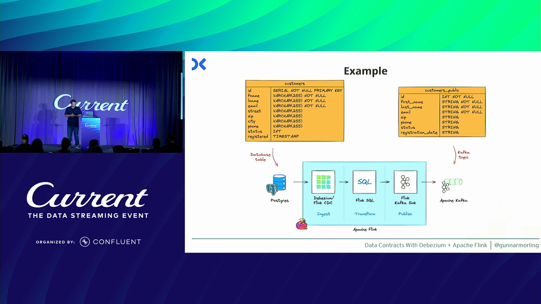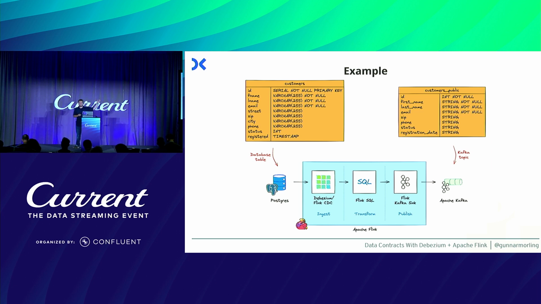Now, to give an example again, let's say we have this table with our customers. And now we would like to create a specifically designed schema which we would then expose to our event consumers. So the original internal schema is on the left-hand side, the public consumer-facing schema on the right-hand side. And you see there are some differences, right?